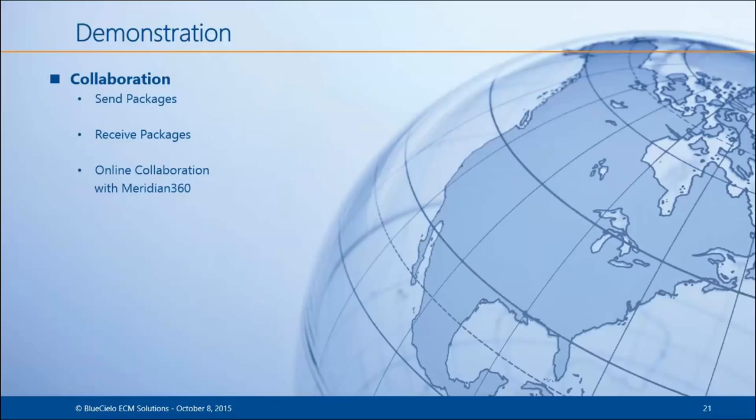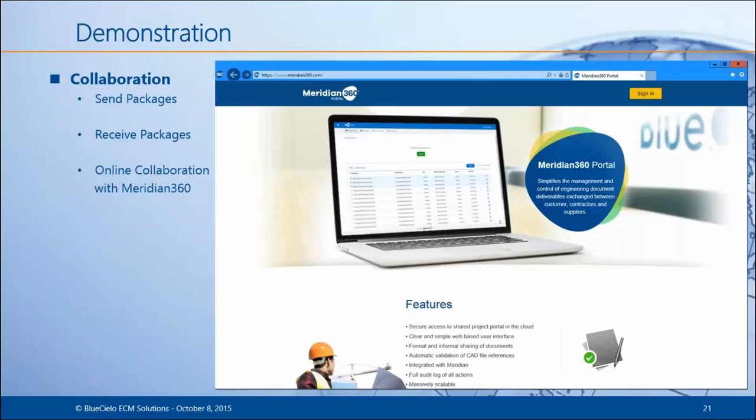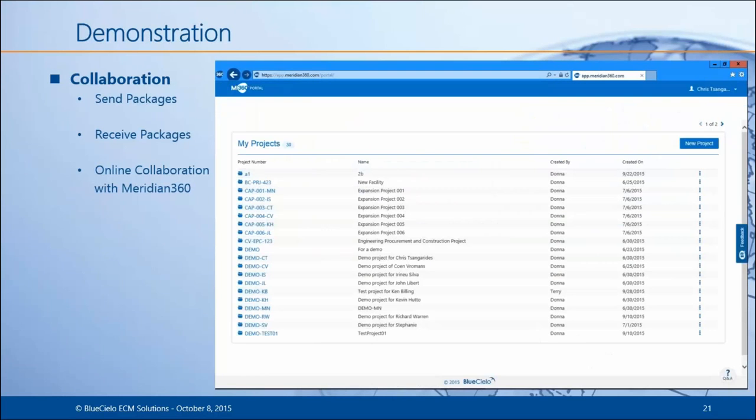includes an online collaboration. We've been developing a portal that is integrated with Meridian. This can be used to safely exchange engineering documents with contractors. It provides for formal and informal sharing of documents, automatic validation of CAD references, full audit logs, and it's massively scalable. We'll be having a webinar on this technology soon, actually, so keep an ear out for that.